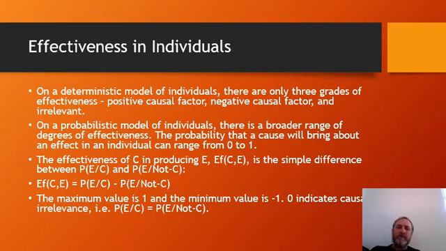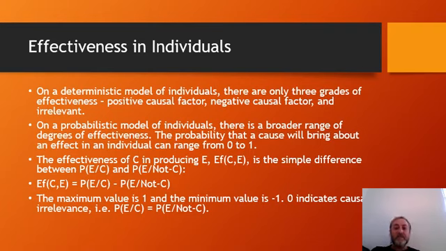So on the deterministic model for individuals, there's really only three grades of effectiveness. Is it a positive causal factor? Is it a negative causal factor? Or is it irrelevant? But when we're moving to the probabilistic models, now we can say a lot more. We might want to know how much it increases the probability of the effect, and that's a measure of effectiveness in a more interesting way. The probability that a cause will bring out an effect in an individual ranges from 0 to 1. 0 means it's not going to produce any effect, 1 means every single time it's going to produce the effect, and 0.5 means half the time it'll produce the effect.